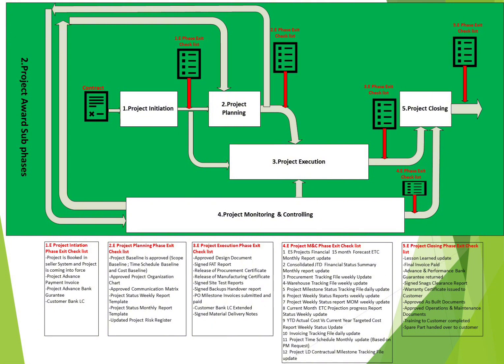So to recap now, the phase exit of the project initiation, as discussed before: you need to have a project booked in your system. You have the project advance payment invoice submitted, the project advance bank guarantee and performance bank guarantee issued to your customer, and if this project will be financed through a letter of credit by your customer, you need to ensure that the letter of credit is opened. All of this needs to be a phase exit checklist before proceeding with the planning and execution of the project. Thank you.